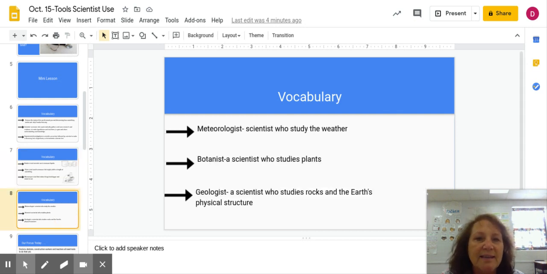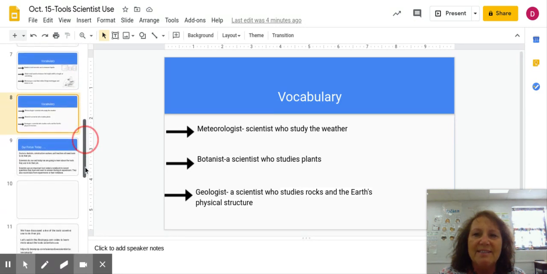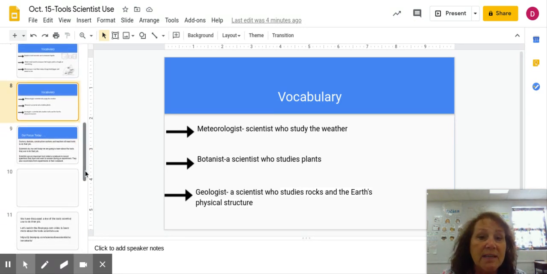Meteorologist, scientists who study the weather. A botanist is a scientist who studies plants. Geologist is a scientist who studies rocks and the Earth's physical structure.